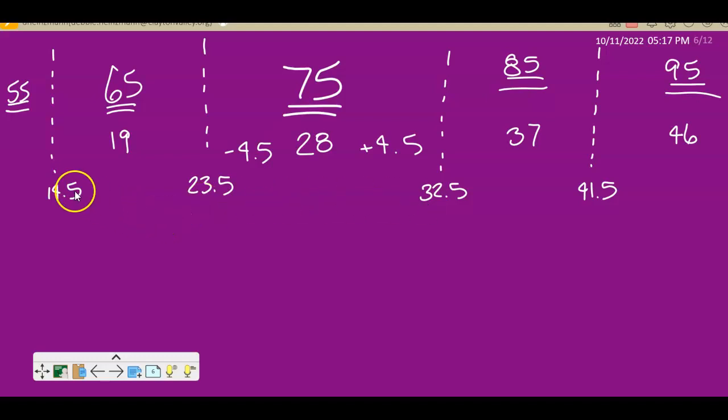Okay? So if you got a 14.5 and up to 23, you got a D. 23.5 to 32, you got a C. 32.5 to 41, you got a B, and 41.5 and above, you got an A.